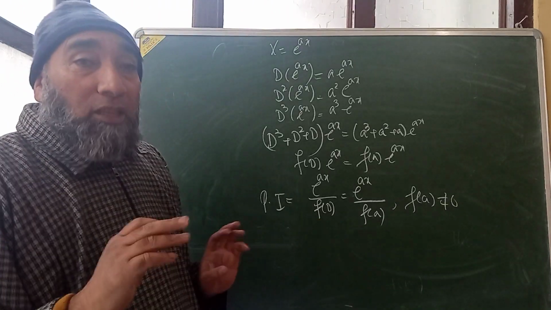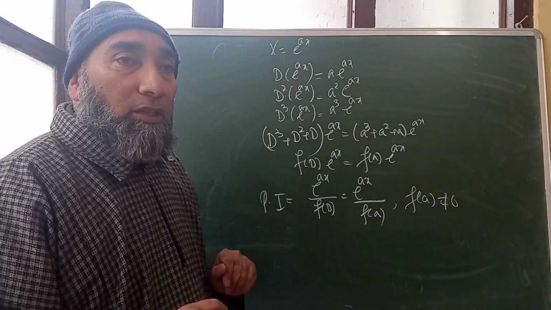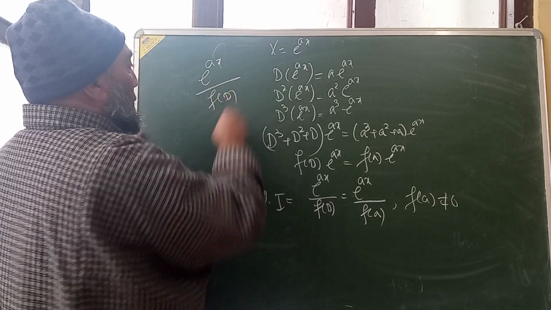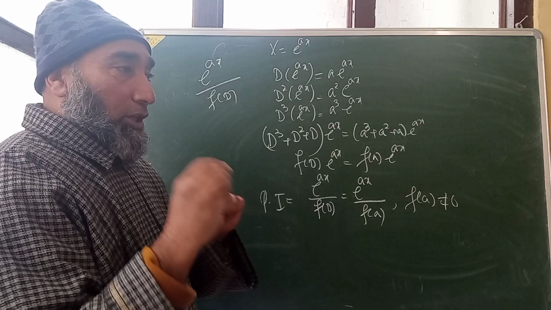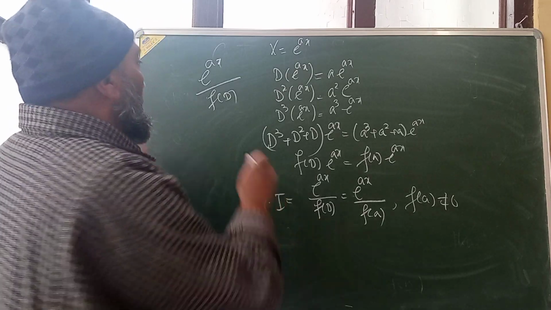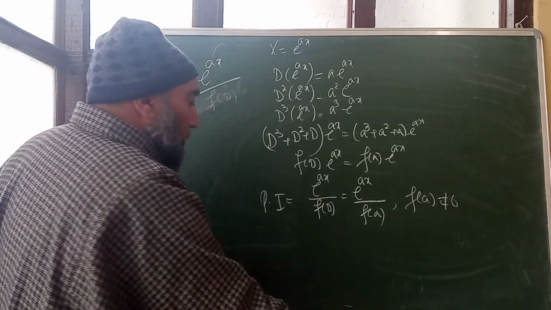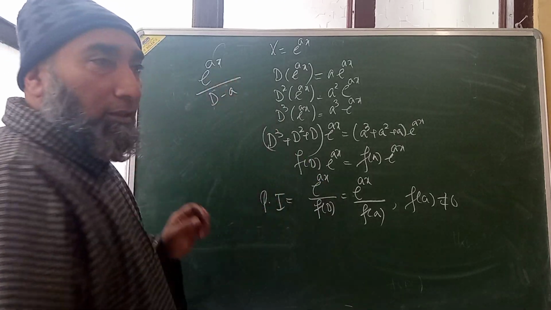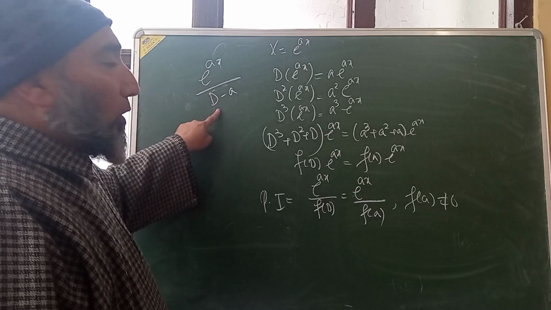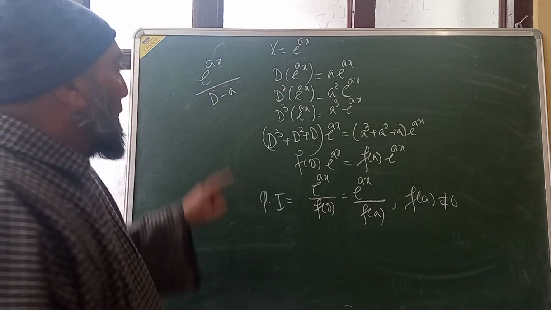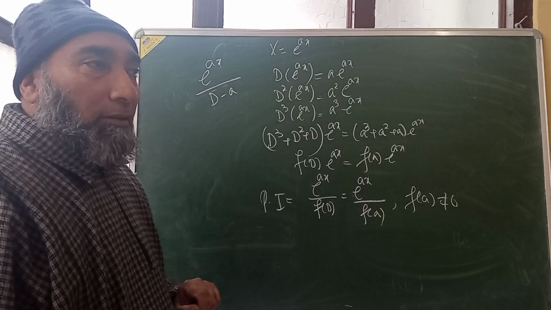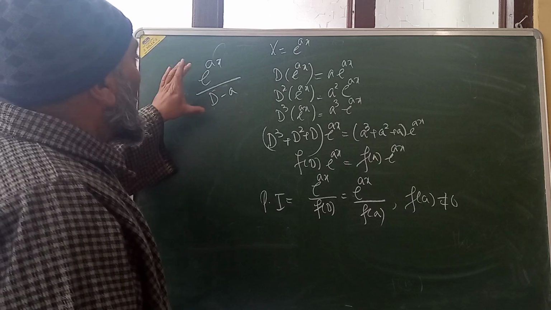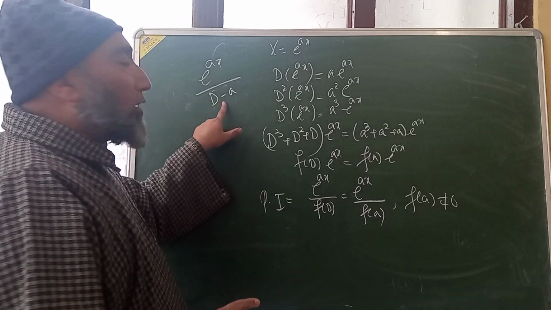Now, if f(a) is equal to 0, how do you find f(a) is 0? If you have e to the power ax and you have f(D), how do you know f(a) is 0? This is possible only when you have a factor of this type, D minus a. E to the power ax upon D minus a, you have a case of failure. E to the power ax, D minus a whole square, you have a case of failure. D minus a whole cube, you have a case of failure. So a case of failure is possible only when you have a factor of this type.